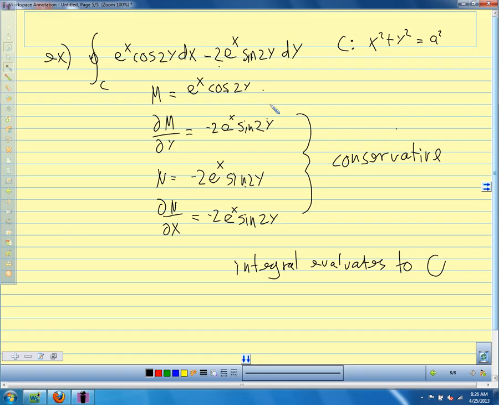So questions on that last example? And I honestly would really hate to try to evaluate that line integral as is. Every time I think about it, it's like, oh, that seems horrible. All right.